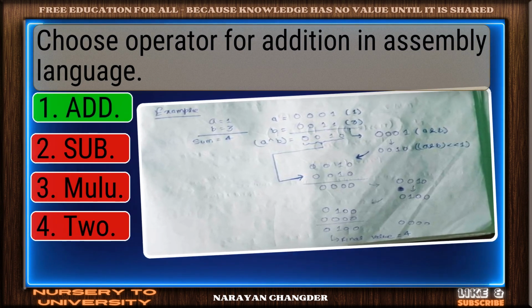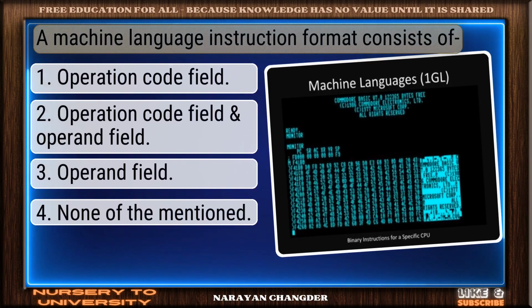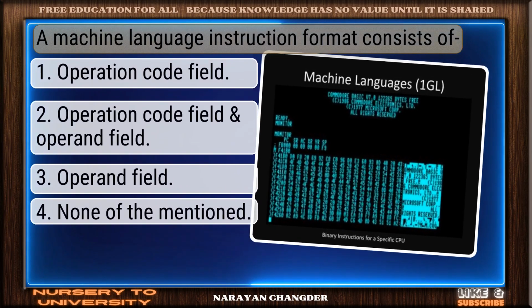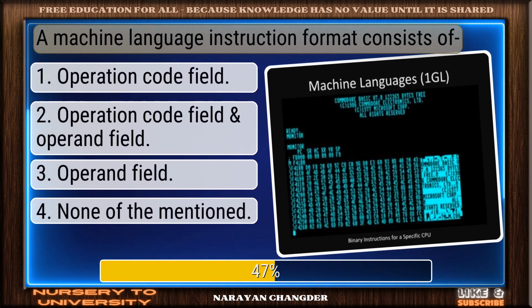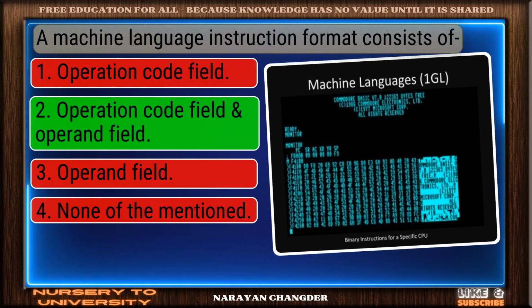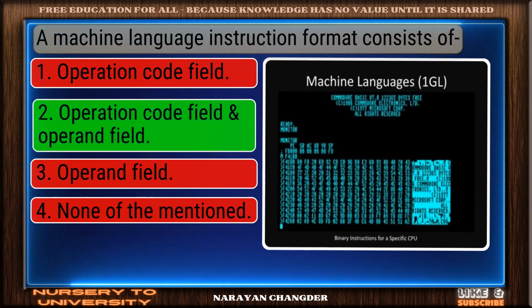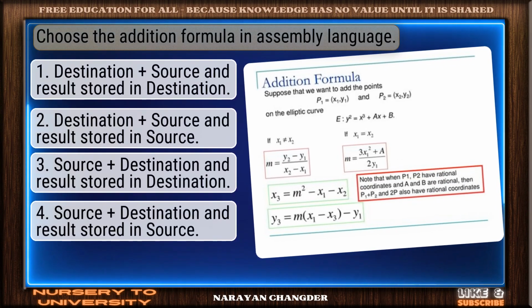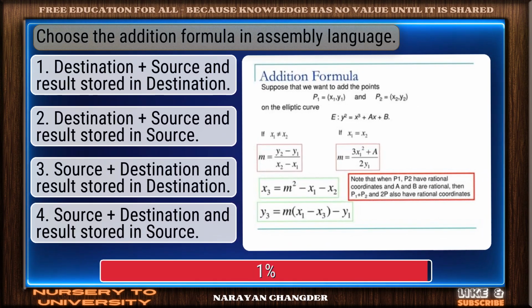Good job. Your answer, add, works well here. Question number 51. A machine language instruction format consists of. You're right. Operation code field and operand field is the correct answer. Question number 52. Choose the addition formula in assembly language.